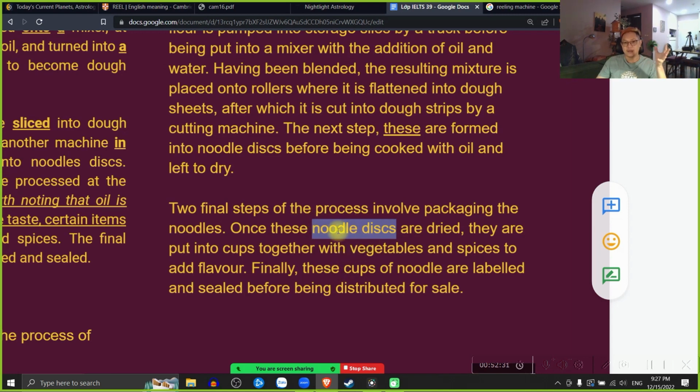Now, maybe she wants to make it clear. She used noodle disc here. Once these noodle discs are dried, they are put into cups together with vegetable and spices to add flavor.